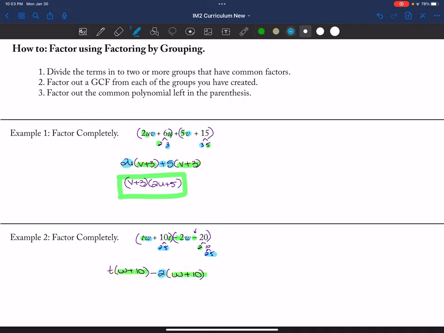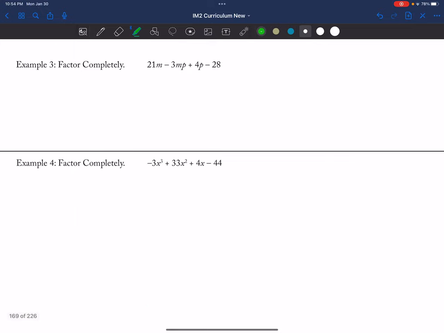I'm left with a 2, a negative sign, and a t. So my w plus 10 comes out, and I'm left with t minus 2 on the inside. And that is my fully factored form, okay? So again, I'm going to group my first two terms, group my last two terms.